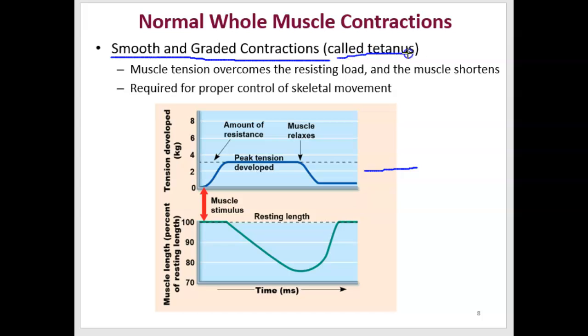We call this tetanus, when a muscle can reach peak tension and sustain it for a period of time. That's referred to as muscle tetanus. So the muscle tension overcomes the resisting load and the muscle shortens. And we need these normal, smooth, graded contractions for proper control of our skeletal system, because that's what's being moved, are our bones.